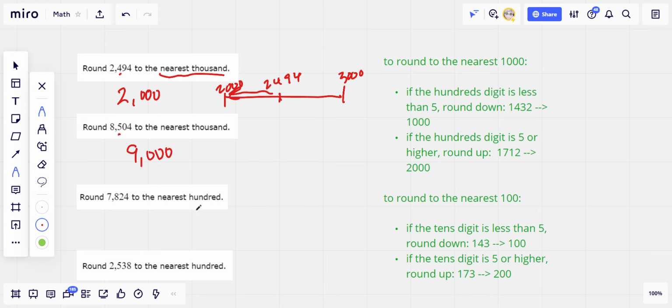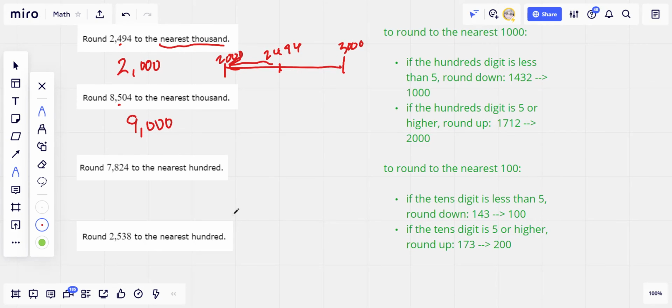All right, let's try some hundreds. So here we have 7,824, and we want to go to the nearest hundred. So we can just ignore the thousands. It's going to be part of our answer. And then let's just focus on the 824. So if we think about this on a number line, here's 800, here's 900, 824 is somewhere in the middle, closer to that 800.